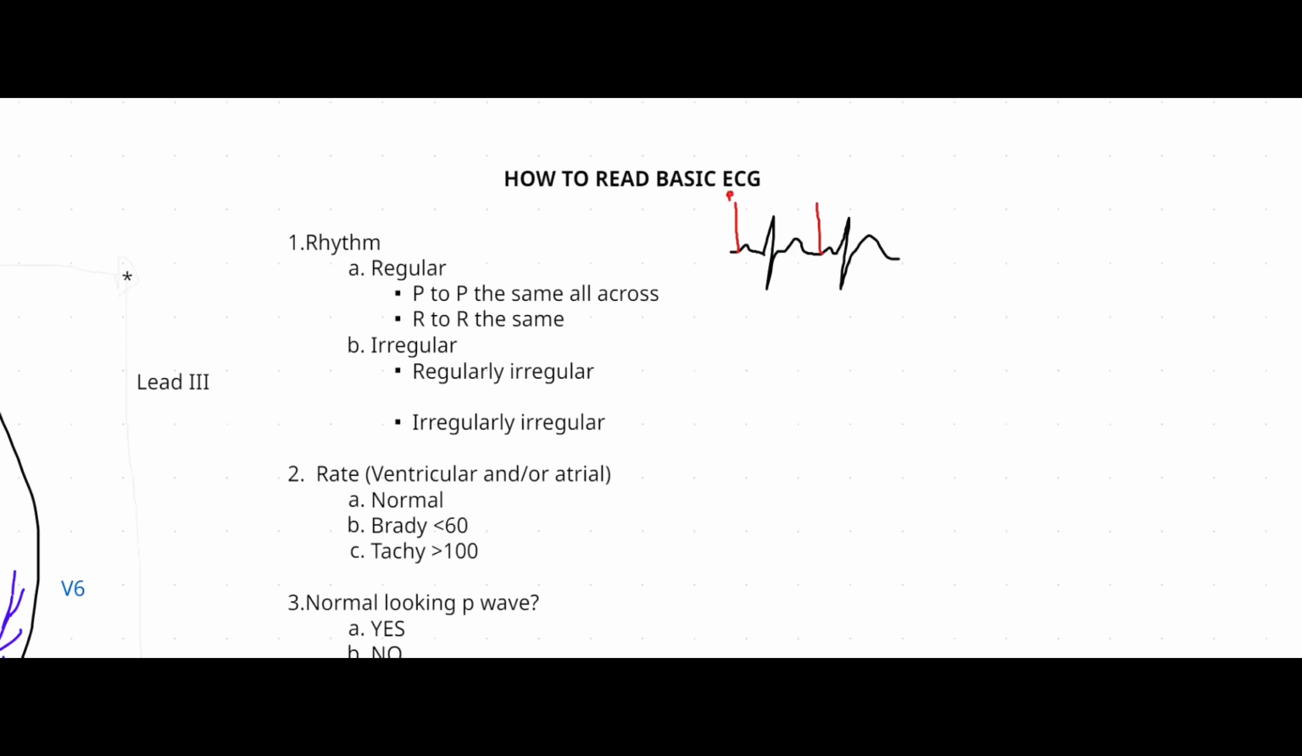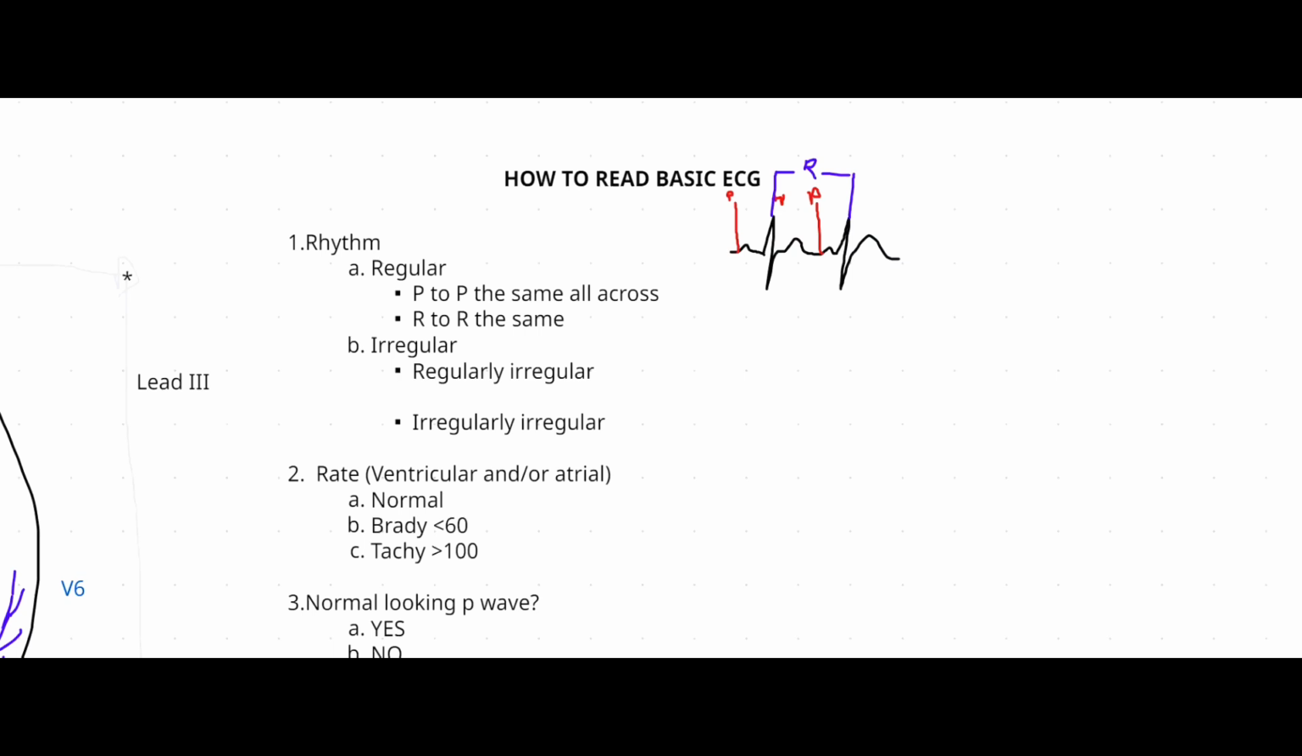Now, when we're measuring the R to R, you're measuring the tip of the R. Okay, so that's the R here, and then the R here. Okay, so the R to R. And same thing, you're measuring, are they all coming at the same time? Are they all being fired at the same time? Okay, so when you say P to P and the R to R, they're the same, that's a regular rhythm.